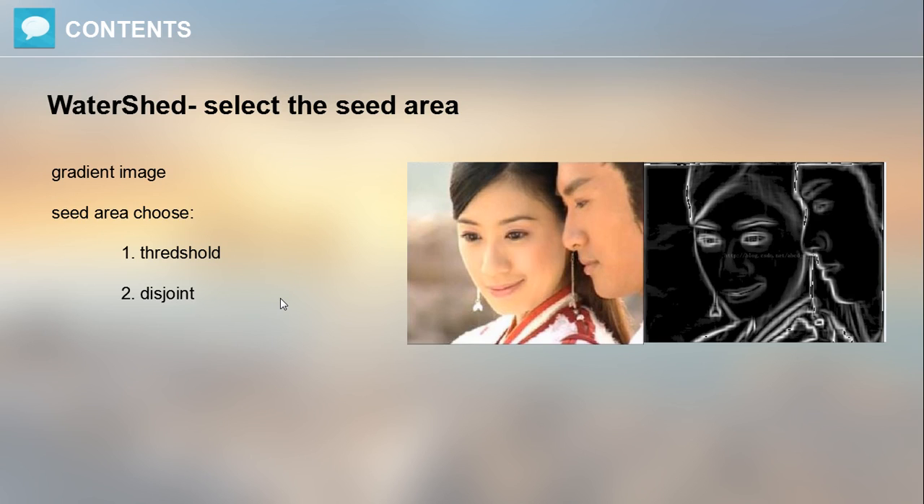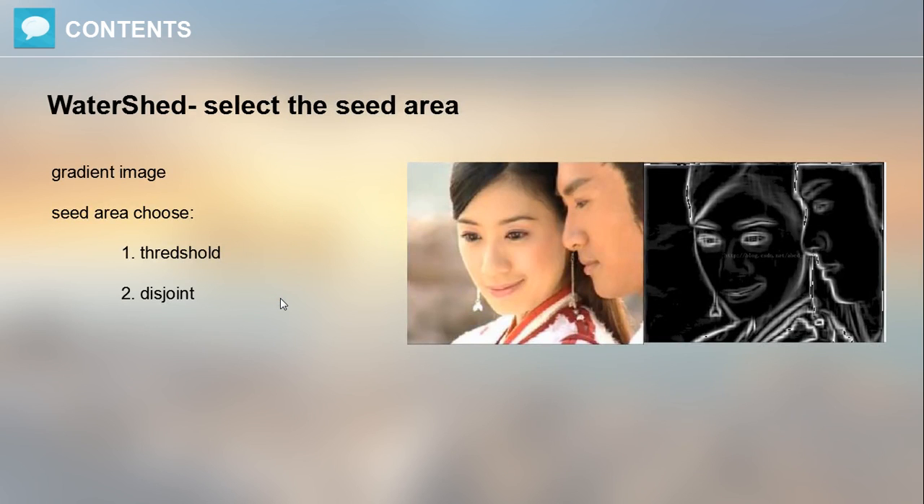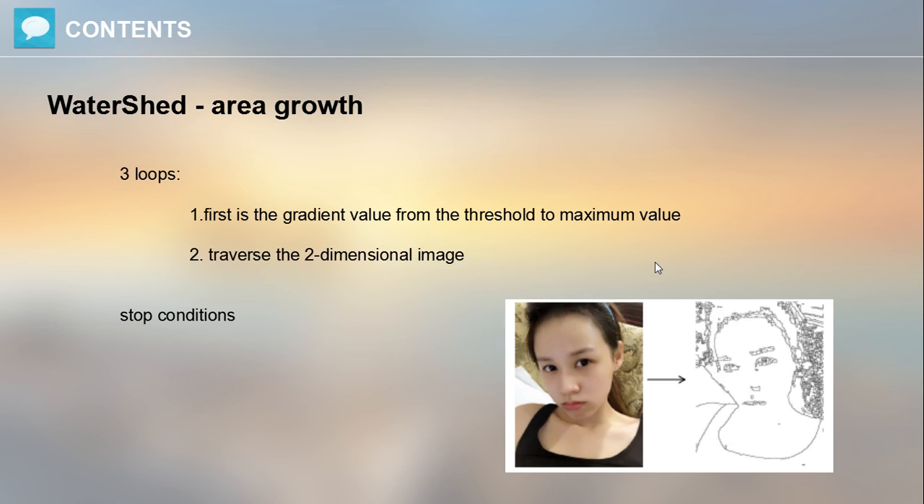Here we can see that the black area is actually a seed area we already chose. And this is the second step of the watershed segmentation. We select the seed area, and the next step is the core step of the watershed segmentation, which is the area growth. Actually, we do 3 loops in here.